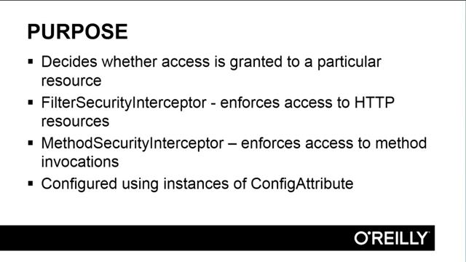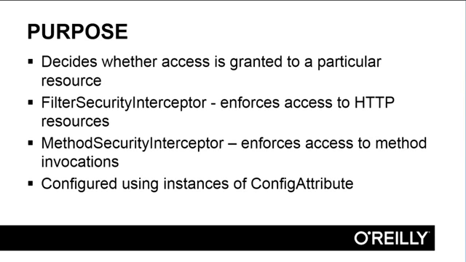The first is a filter security interceptor. This interceptor basically filters all requests coming in, inspects their URL, and then decides whether or not to grant access to that particular resource. The method security interceptor inspects all method invocations within our execution and decides whether or not a particular principal can invoke a method.